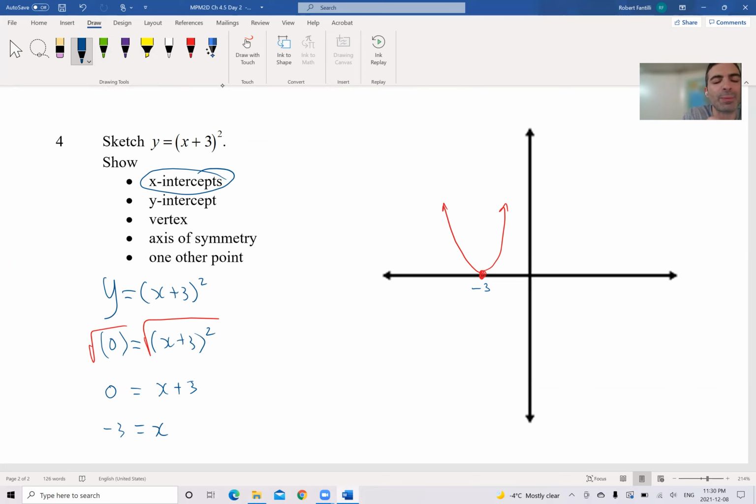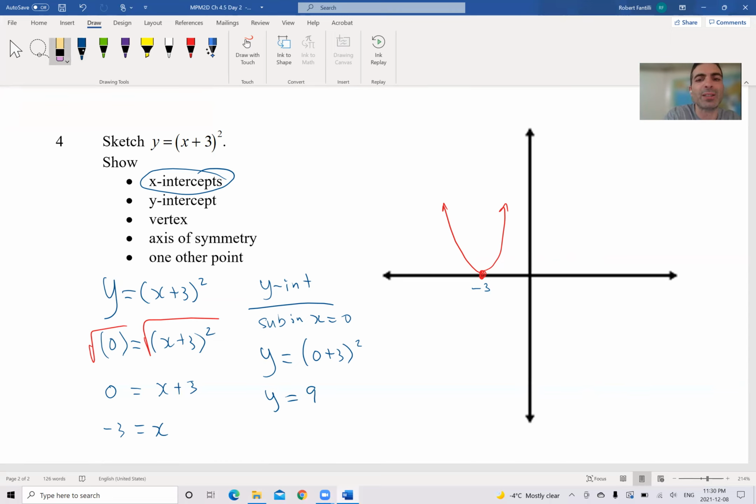The y-intercept is different. For the y-intercept, and I'm going to label what I'm doing here, sub in X equals 0, or 0 for X. So y equal 0 plus 3 squared. Y equal 3 squared is 9. So the y-intercept is going to be 9.